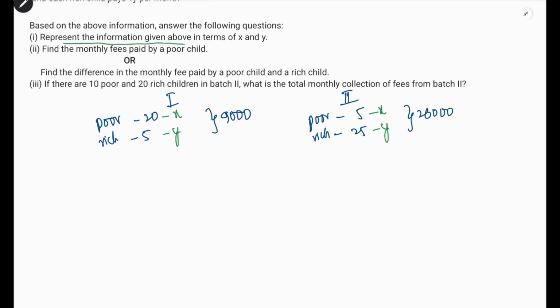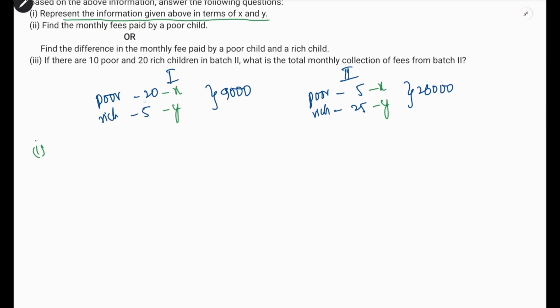First one, represent the information given above in terms of X and Y. So, we will represent the information in terms of linear equations. In batch 1, 20 poor children, each paying X rupees, gives 20X, plus 5 rich children paying Y rupees each. So the total collection is 9,000. In the second batch, 5 poor children pay X each and 25 rich children pay Y each, and the total collection is 26,000.